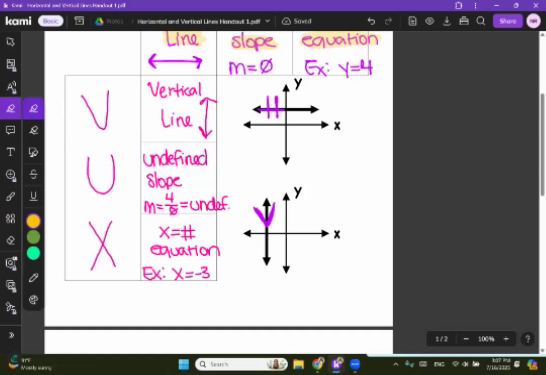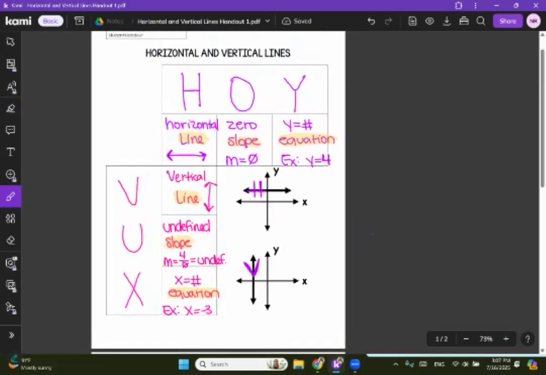So once again, the first letter stands for the type of line. Second letter, the type of slope. Third letter, the type of equation. And that one's just more of a quick reference sheet for you.